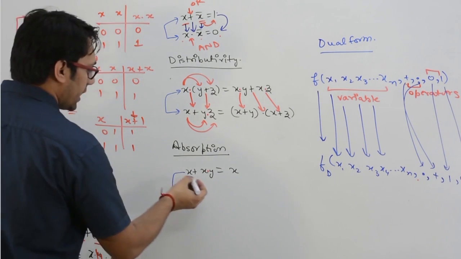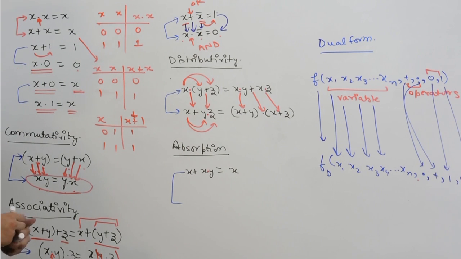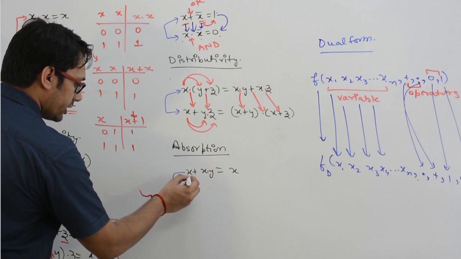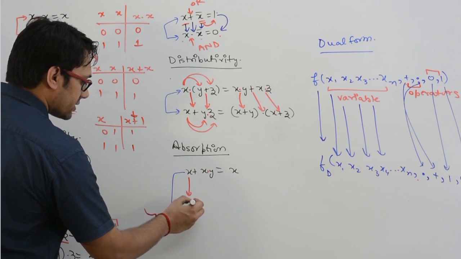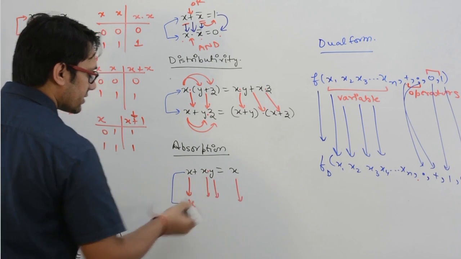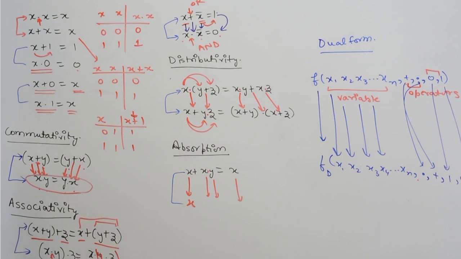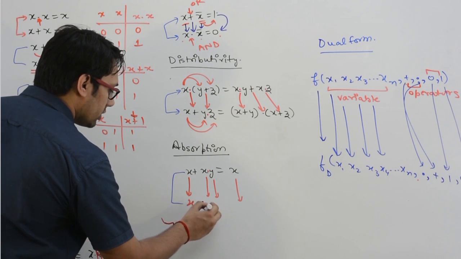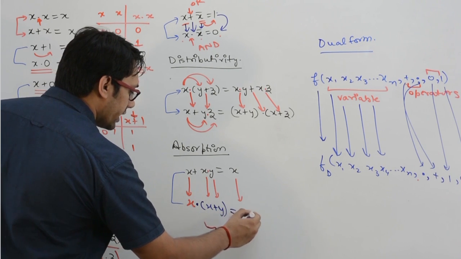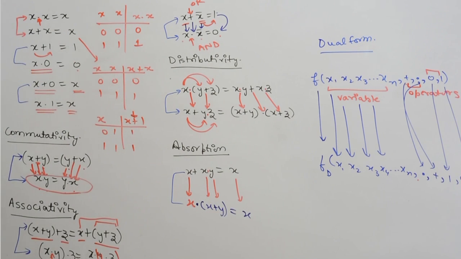In the same way, when we say absorption property, again we can give a dual form. What is the dual form? Take all the x as it is, this is x again, you can take this x as it is, this y as it is, and this x as it is, and then change all the plus with dot and all the dot with plus. Then what you will get? x dot (x plus y) will be equal to x itself, right? So this is a dual form which is also valid. That means a dual form is also valid, as you can see here.